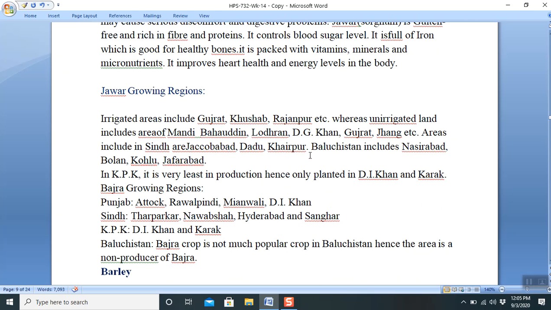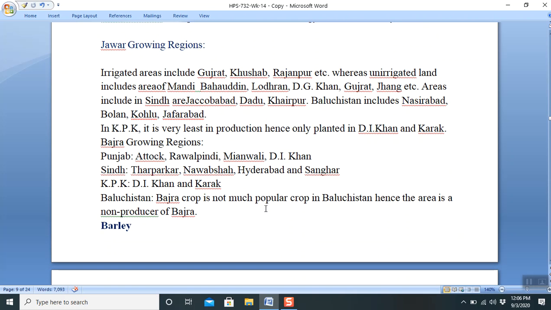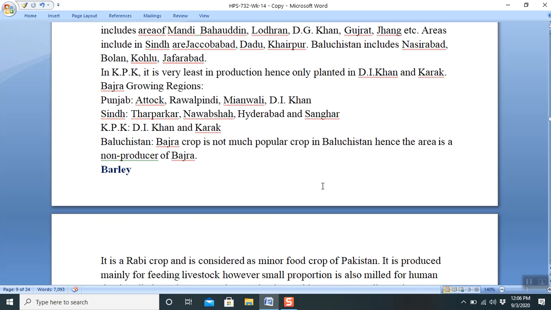Fine. The growing regions of jawar and bajra are Gujarat, Khushab, Rajanpur, Mandi Bahauddin, Jhang. In Sindh, Jacobabad, Dadu, Khairpur. In Balochistan, Nasirabad, Bolan, Jafrabad. KPK includes Dera Ismail Khan, Karak. In Punjab, Attock, Rawalpindi, Mianwali. You have seen these are arid or semi-arid areas. Sindh, Tharparkar, Nawabshah, Hyderabad and Sanghar.